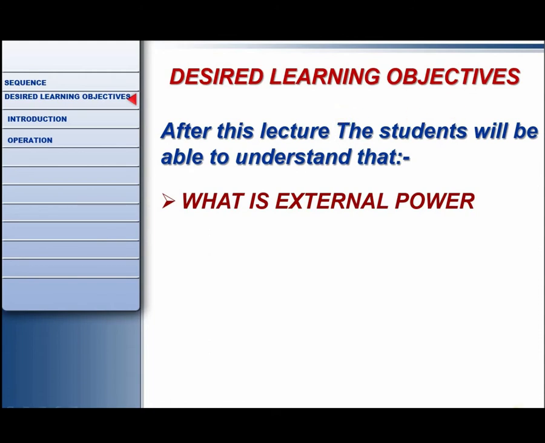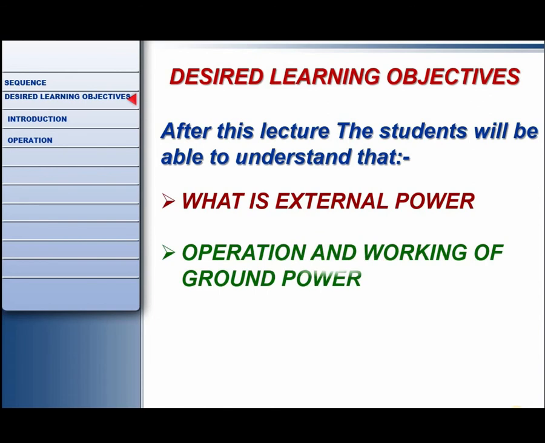As you know, power is very important for the aircraft. So there are different sources of power for an aircraft. These can be electrically driven generators, mechanically driven generators with the help of engines, power from the battery sources, as well as power from the auxiliary power unit, that is the APU. So external power is one of the sources to provide power to the aircraft.